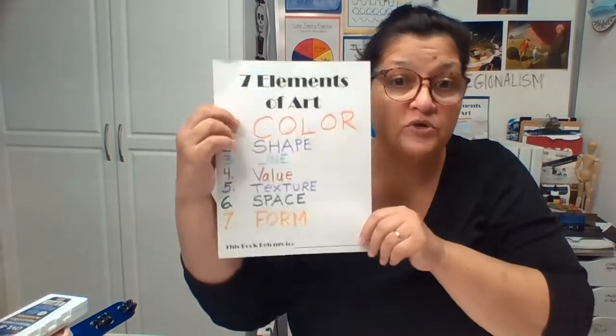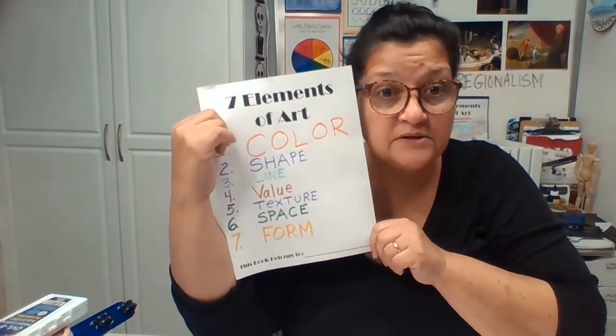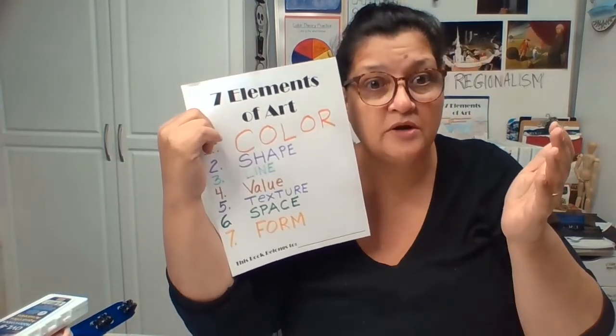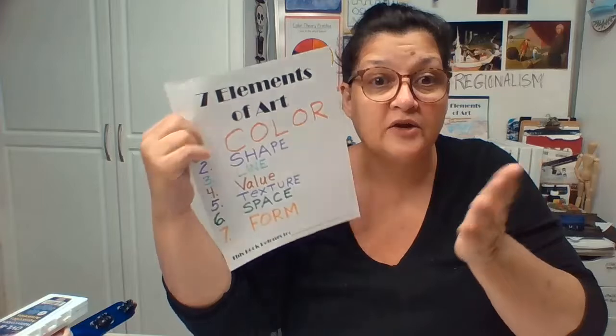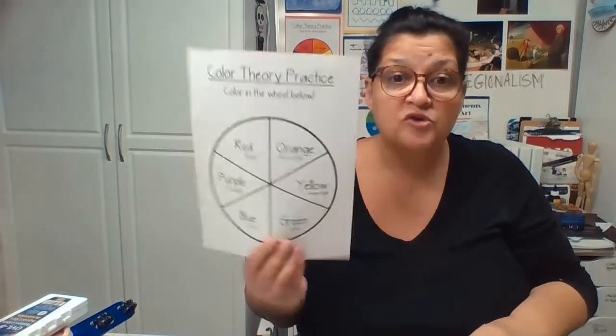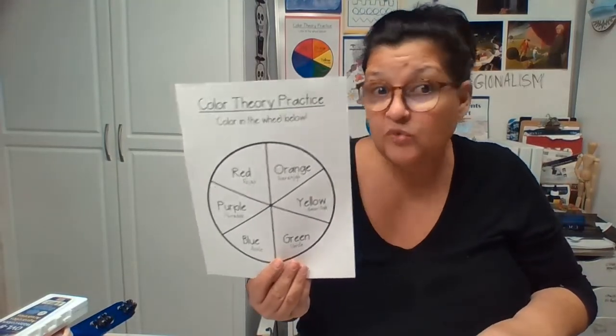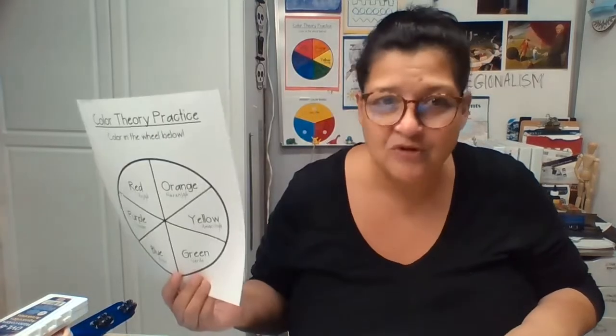Now, I would like for you to switch whatever you were just using. If you were using markers, I'd like you to switch to crayons. If you were using crayons, I'd like you to switch to markers or colored pencils or watercolor. I want you to start working with all different mediums if you have them. If you don't have them, that's okay. You work with what you have. So I have markers, crayons, colored pencils. I have it all because I'm the art teacher. So I think I'm going to use my crayons to make my color wheel.